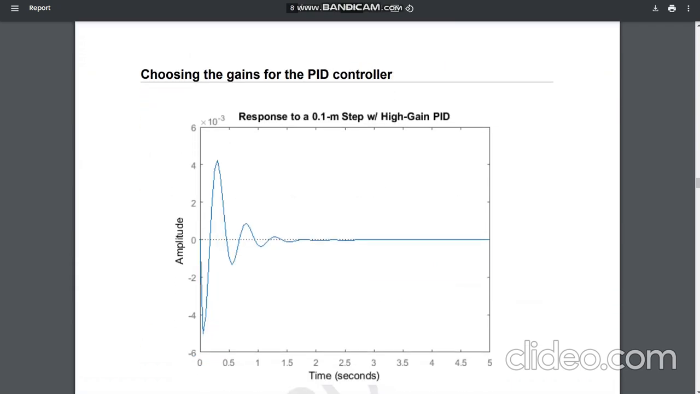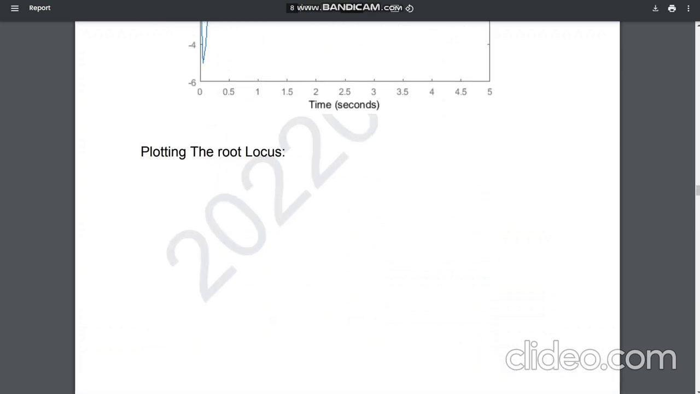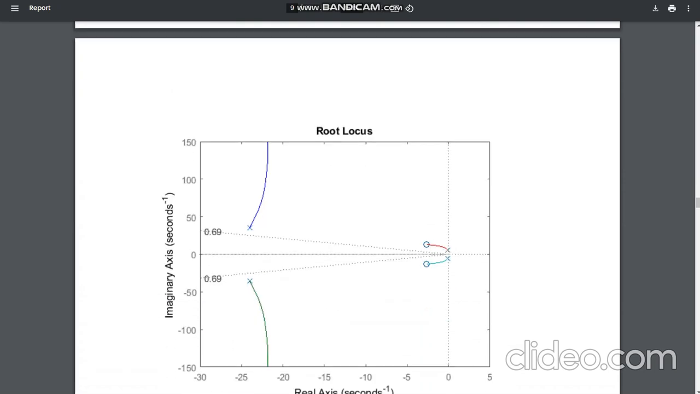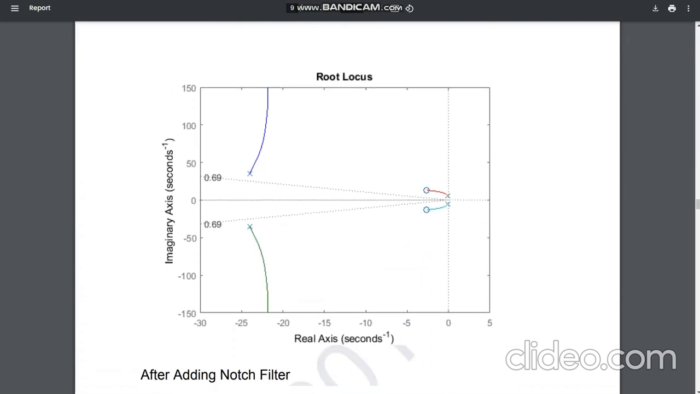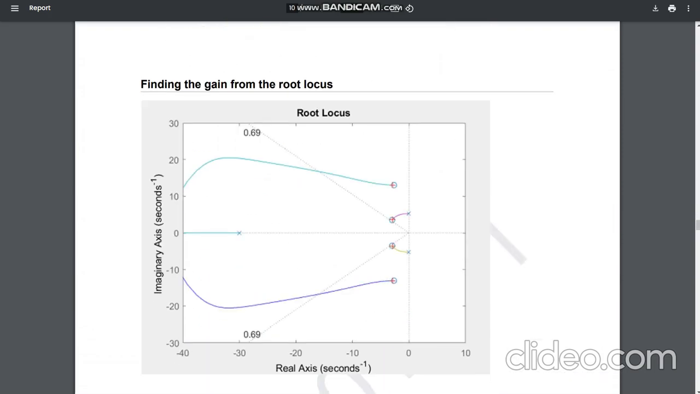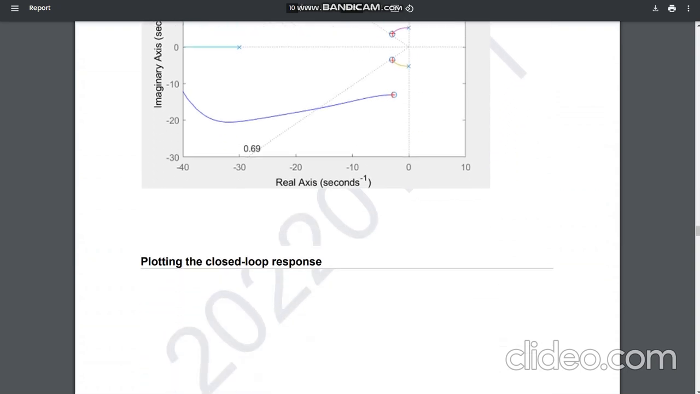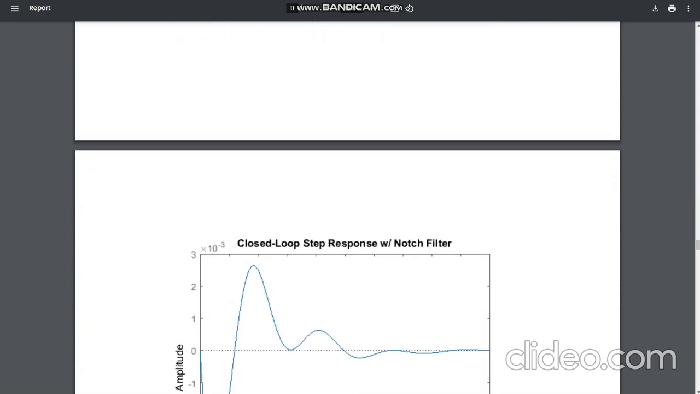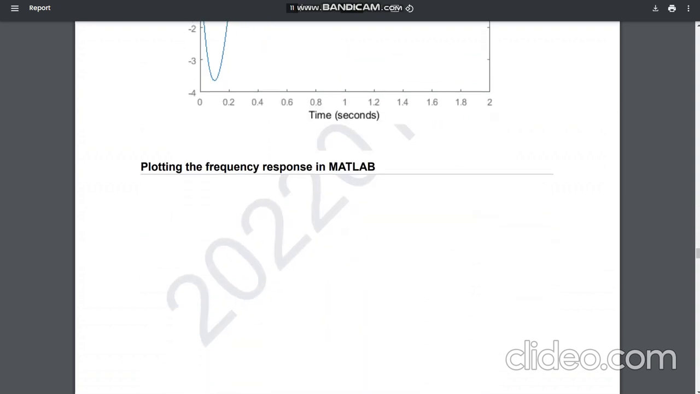After choosing the gain of the PID controller, the output is transient as we see above, and the root locus plot after choosing the gain is in the left half plane, which is also stable. Then adding a notch filter in the root locus looks like this, and this is also stable. How to find the gain from the root locus, we will see next. The closed loop response is plotted like this, which is also transient, but with zoom.